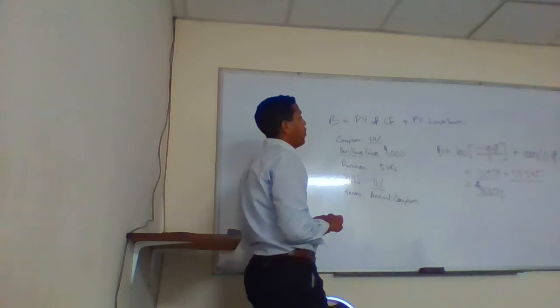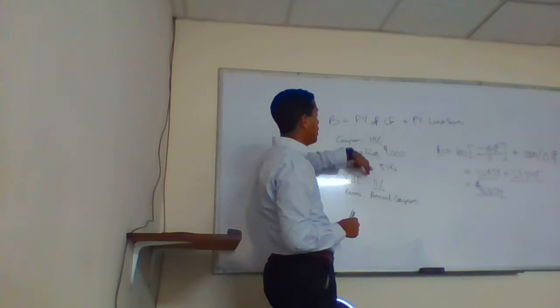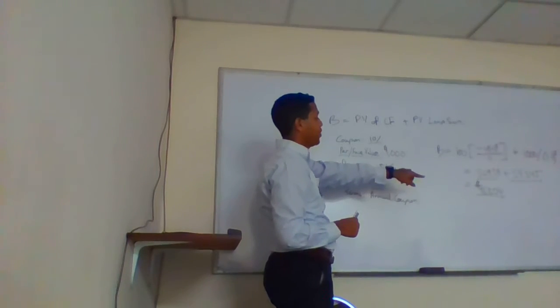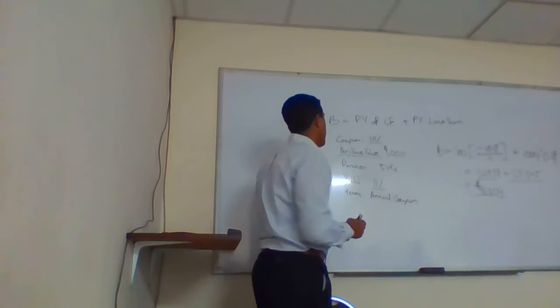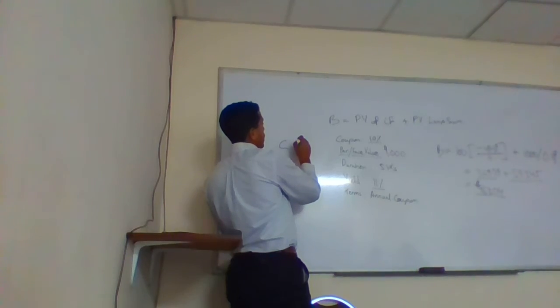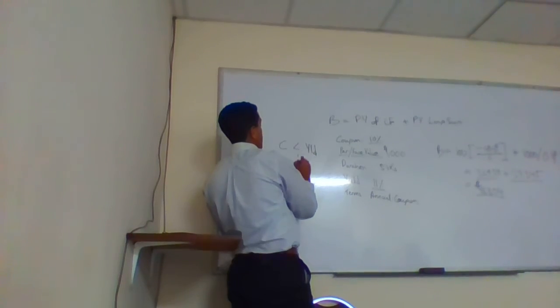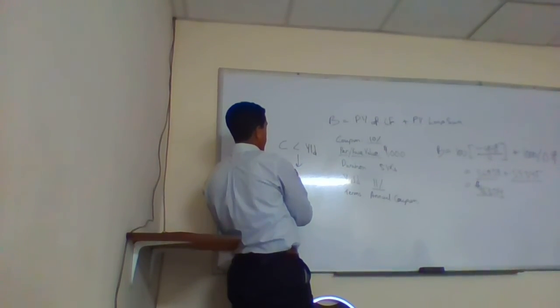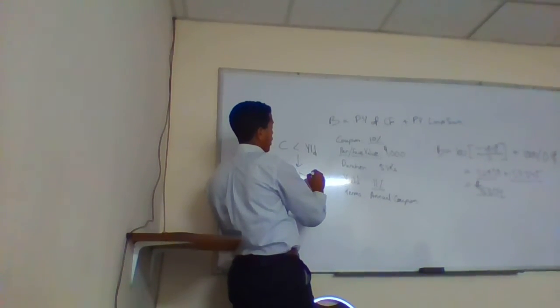One thing to notice is that if the coupon is less than the yield in the market, the market value of that bond will be less than the face value. Okay? We could write that. So if the coupon is less than the yield, right? Then the face value, or par value, will be greater than the market value.